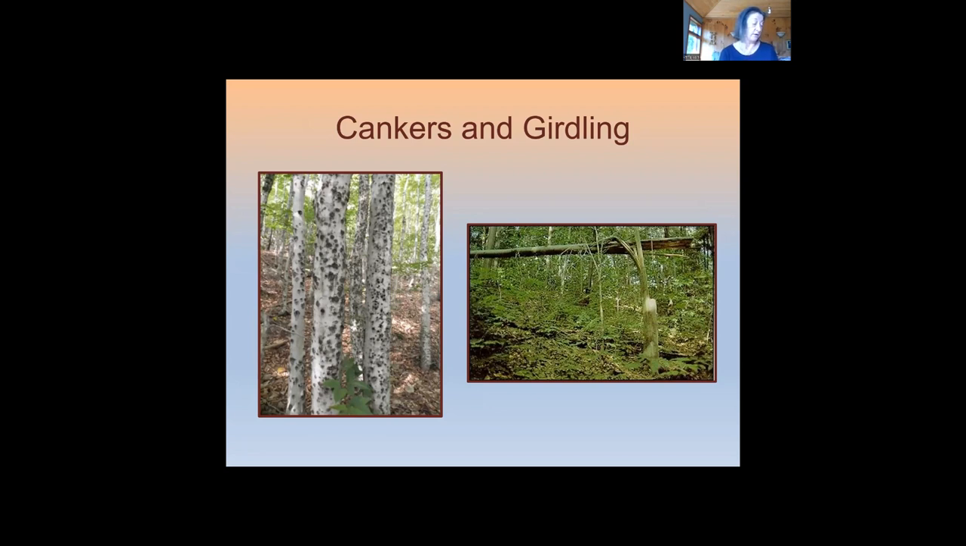Mortality or harvesting of diseased trees initiates root sprouting, which can create dense thickets of genetically related sprouts also susceptible to the disease. So it really perpetuates that situation. Phase three of the beech bark disease is called the aftermath forest, where the disease is endemic. So this would be a picture of an aftermath forest.